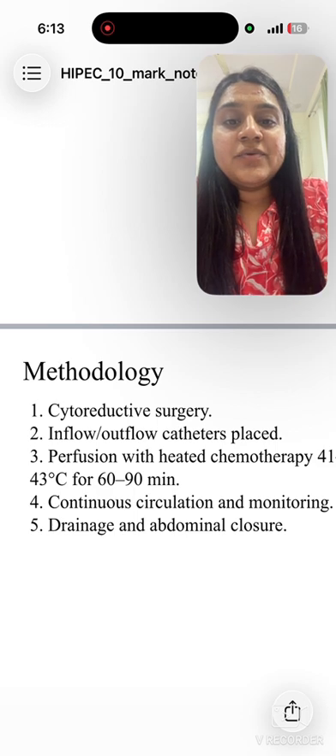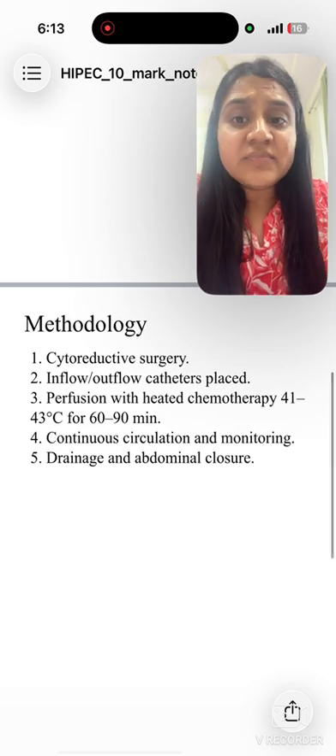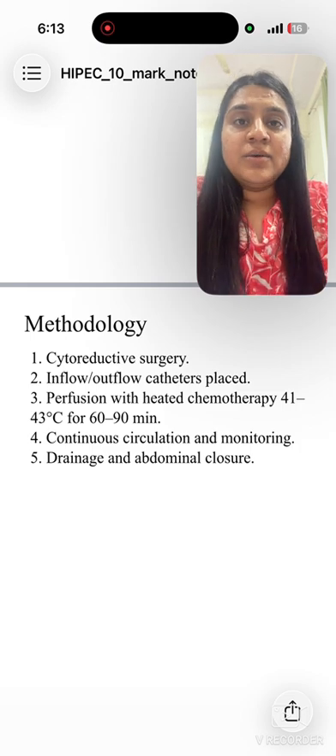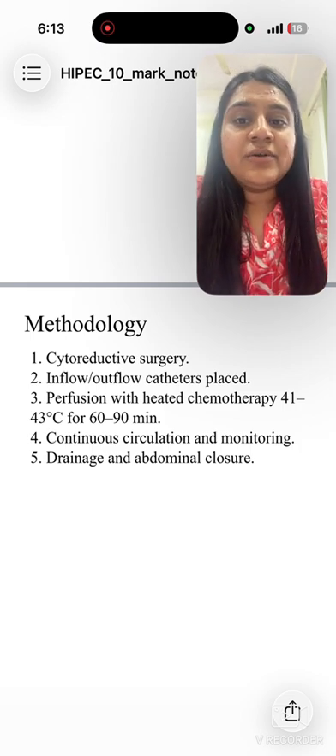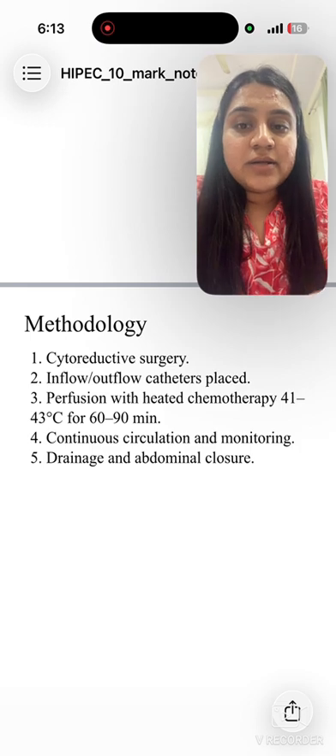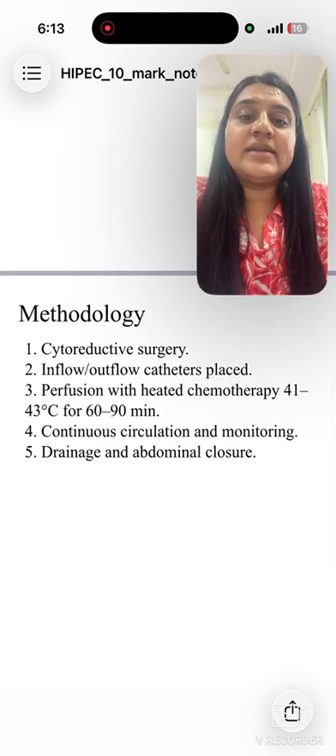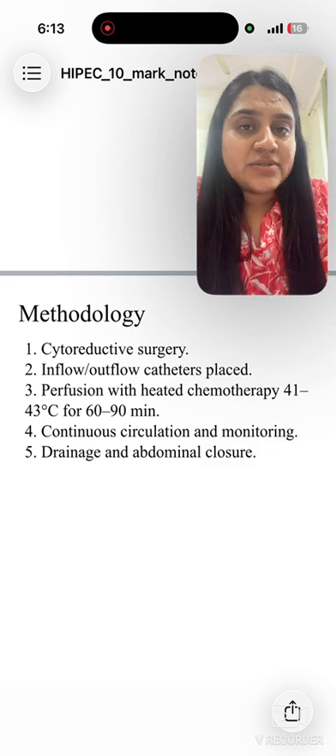Then we'll perfuse with the heated chemotherapeutic agent, mostly cisplatin, at 41 to 43 degrees Celsius for 60 to 90 minutes. And then we'll do the continuous circulation and monitoring, and we'll drain the fluid and close the abdomen.